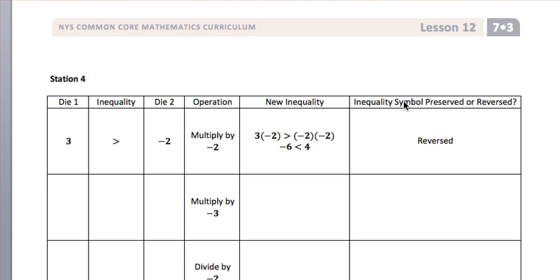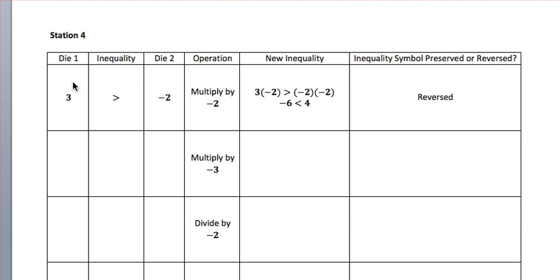And then in station 4, we have 3 on our first die, negative 2 on our second die, and 3 is greater than negative 2. We're asked to multiply by negative 2. So 3 times negative 2 is negative 6. Negative 2 times negative 2 is positive 4. Negative 6 is less than positive 4. So we had to reverse the sign.